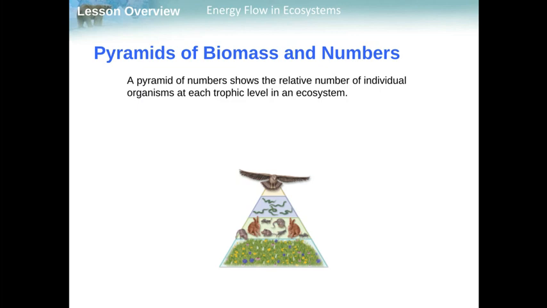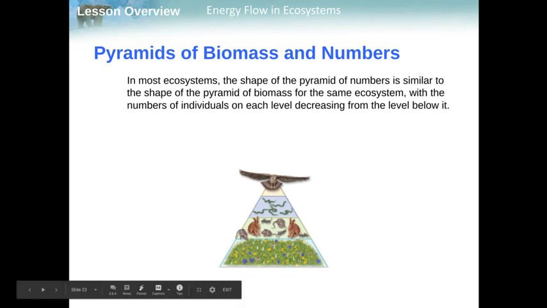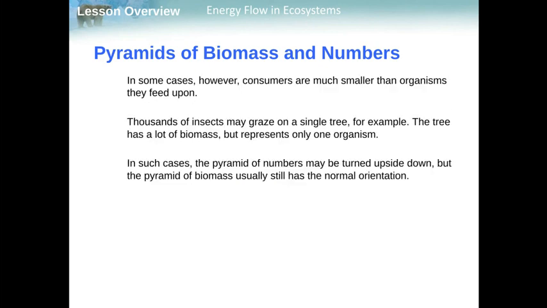We find huge numbers of them. So next summer, make sure you keep an eye out for the locusts that are going to come out, and you will hear how loud they are, how many there are, and how they will just eat up anything that they can get to. So in most ecosystems, the shape of the pyramid of numbers is similar to that of the biomass for the same ecosystem, with the number of individuals on each level decreasing from the level below.